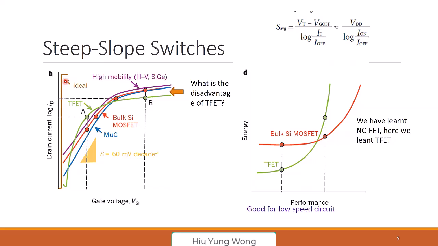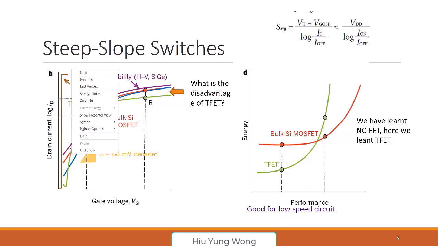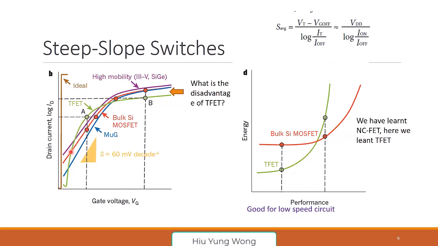So what is a tunnel FET? Tunnel FET is like this, the green one. You see that it has a steeper slope, just like the ideal one, closer to ideal, right? And at the same time, if you look at the region of A, it has a lower leakage current than your regular red one, the bulk MOSFET. And it also has a higher current here, but still in the subthreshold region.